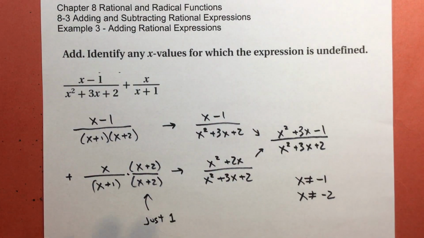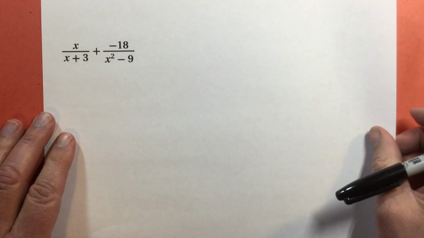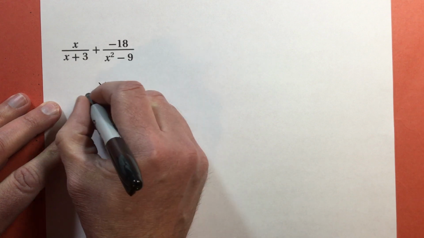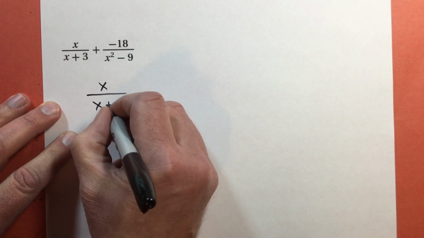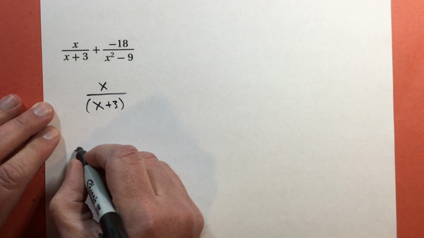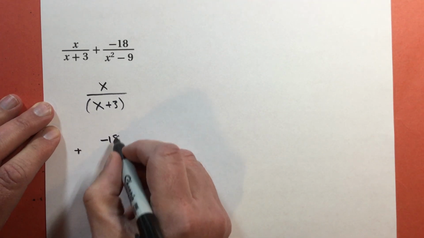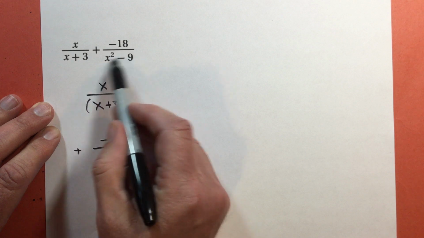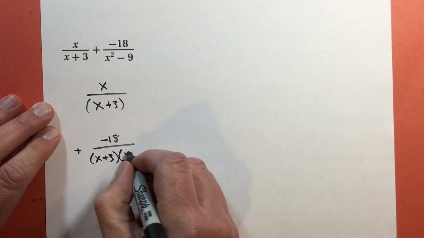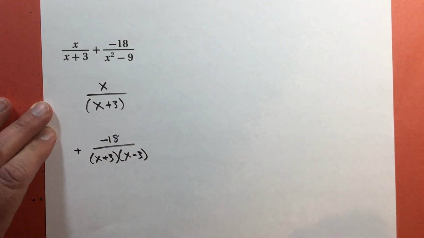All right, so keep that in mind. Pause it, rewind it if you need to. I'm going to do another one here real quick. So I'm going to write x divided by x plus 3. I'll put that in parentheses, which is okay. And I'm going to add negative 18 over, and I'm going to factor this. This is x plus 3 times x minus 3.